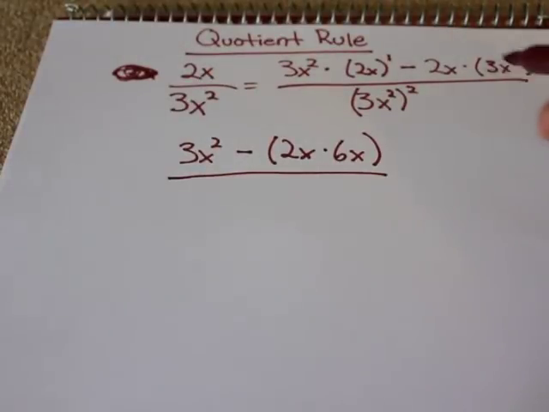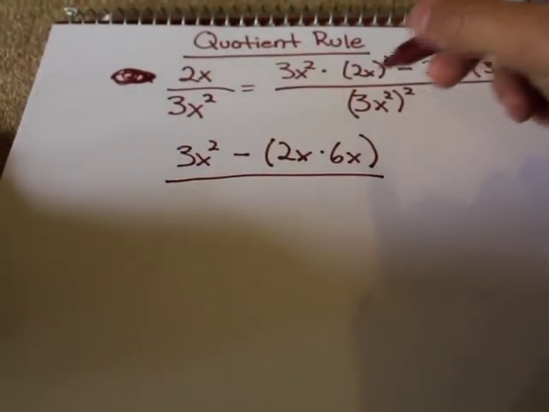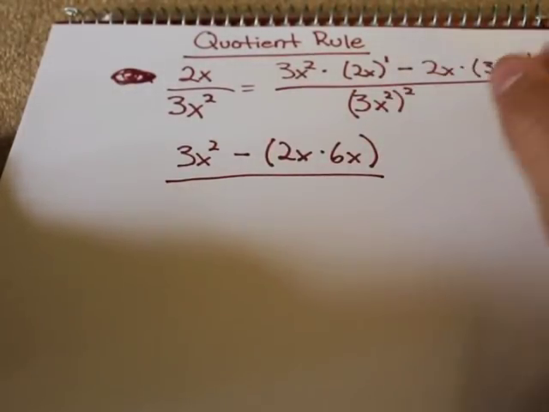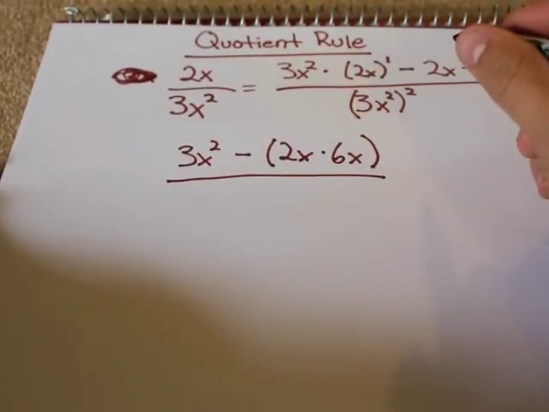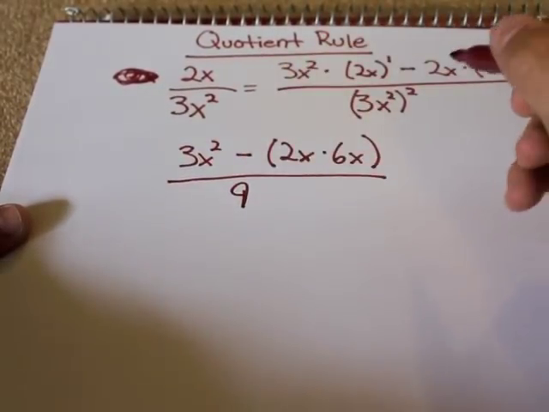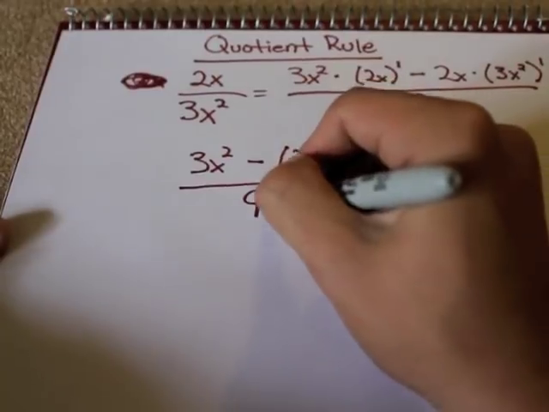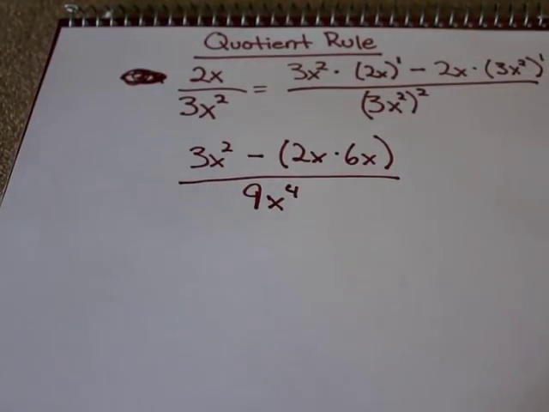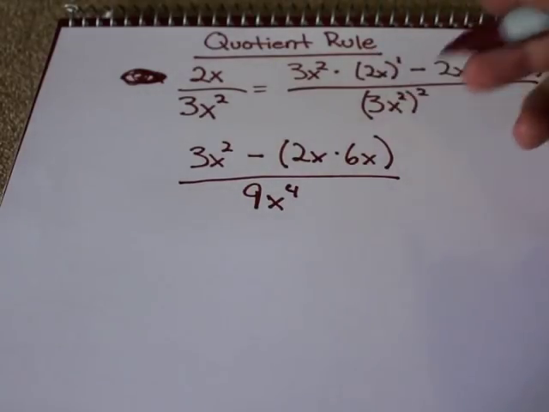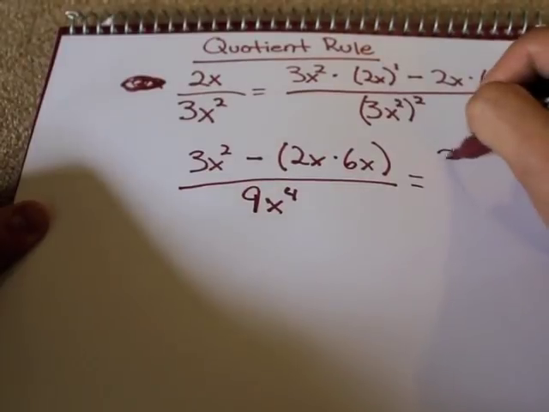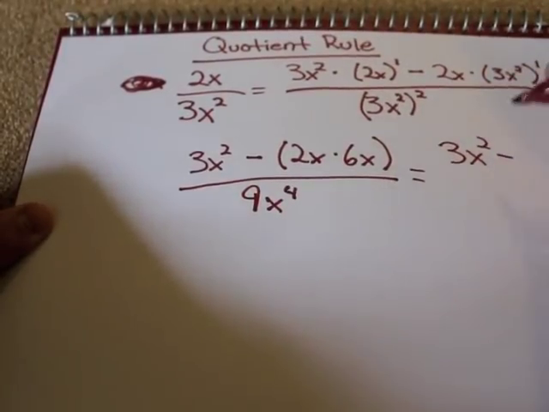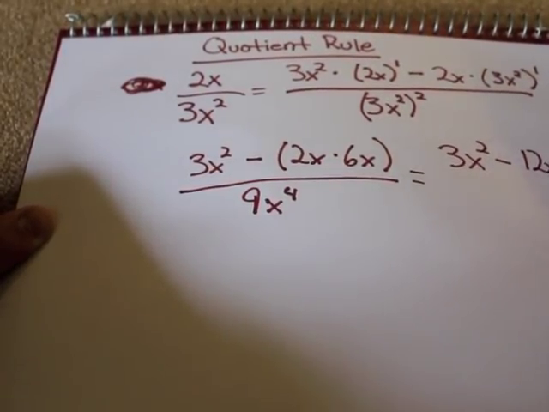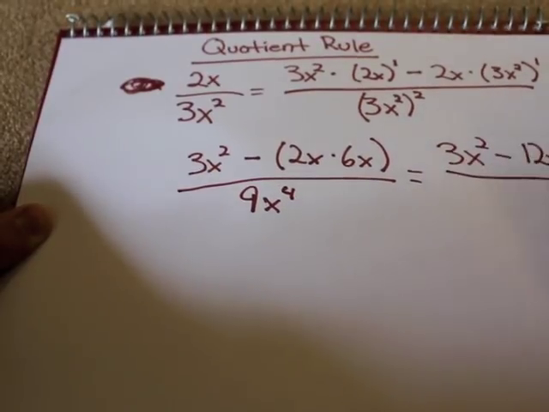And then you have that over the denominator squared, which here would be 9x to the 4th, because 3 squared is 9, and x squared squared is x to the 4th. So that is your next step, and that's what you'll get after simplifying everything. And then you'll notice we can multiply these together, and we'll get 3x squared minus 12x squared over 9x to the 4th.